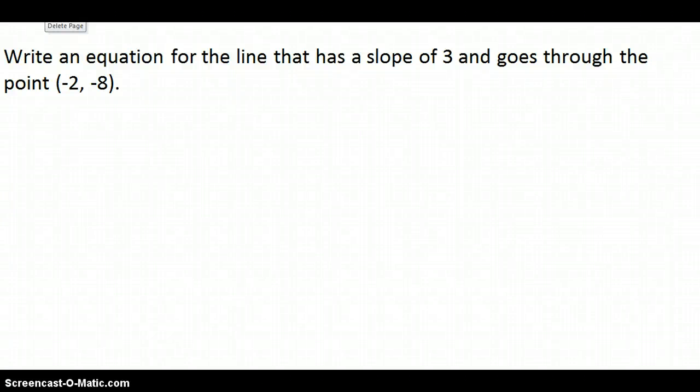This video is meant to help you review how to write the equation of a line, either because you're given a graph, you're given a slope and a point that the line must go through, or you're given 2 points. Before we start, we have to remember the 2 pieces of information that we need to write the equation of the line. The first is the slope, and the second is the y-intercept.